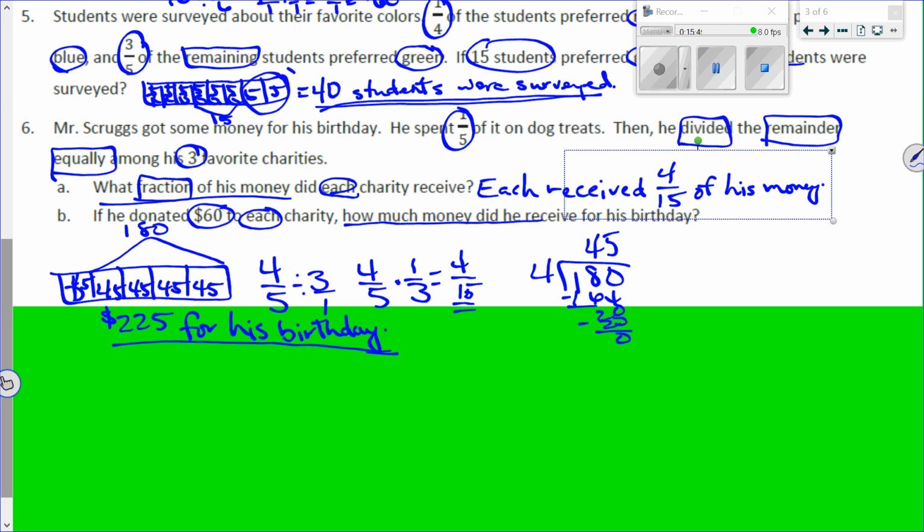Apparently not if he can give away everything that he got for his birthday. That's a lucky dog though, $45 just on treats. Doggo! Yes, questions on anything on that page?